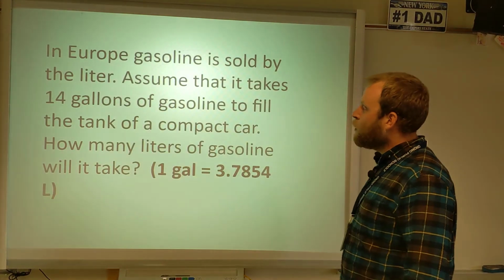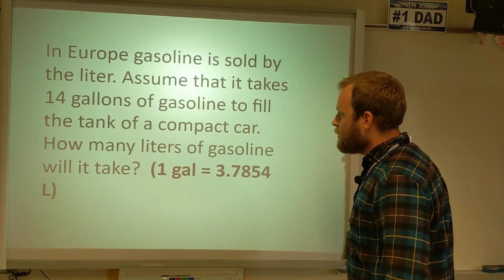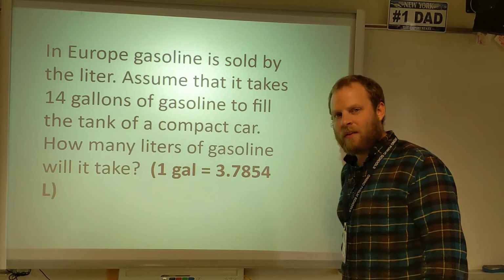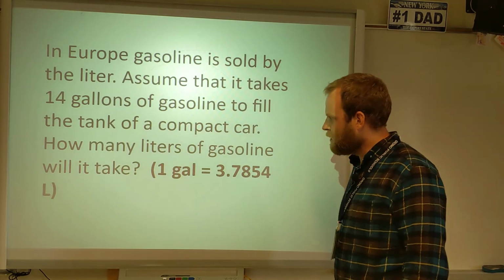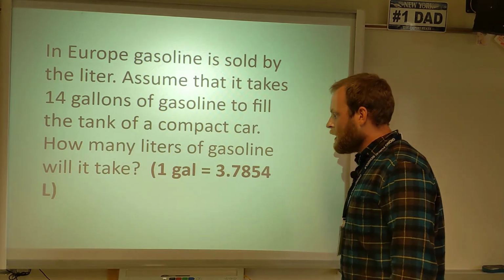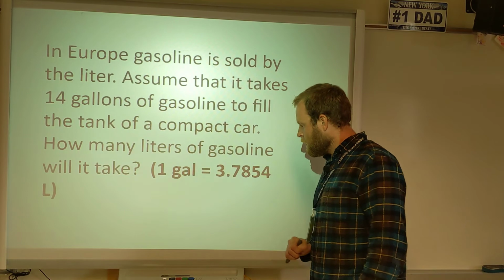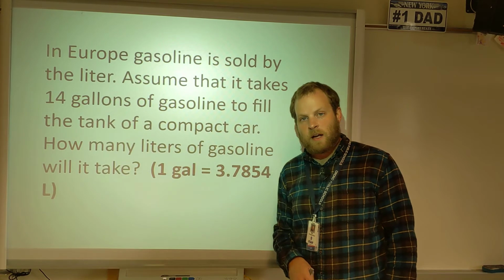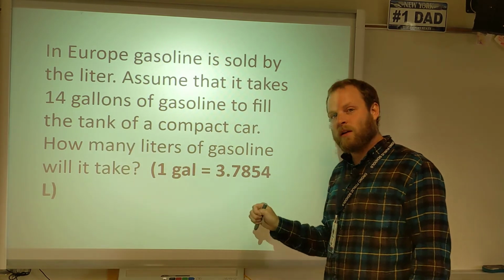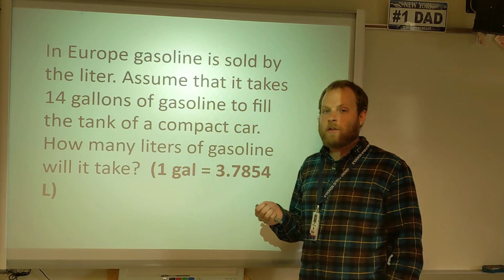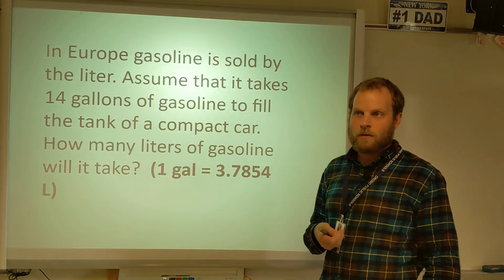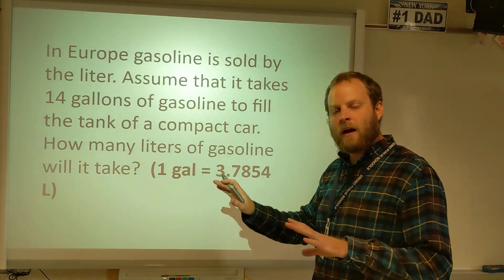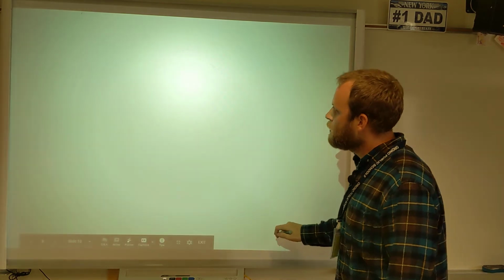Okay, in Europe, gasoline is sold by the liter. Assume that it takes 14 gallons of gasoline to fill the tank of a compact car. That's a lot for a compact car, I think. It's usually like 10. Anyway, how many liters of gasoline will it take? And then it tells you the equality here: 1 gallon is 3.7854 liters. In AP Environmental Science FRQs, it will pretty much always tell you all the equalities you need. The things that it won't tell you are the metric prefixes. That's why you need to know those: the kilo, centi, and milli. The bigger ones like mega and giga, it tells you those, so don't be too worried.